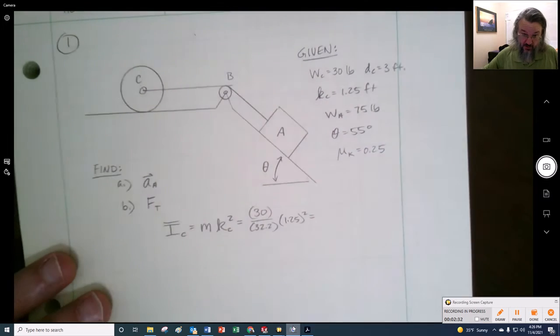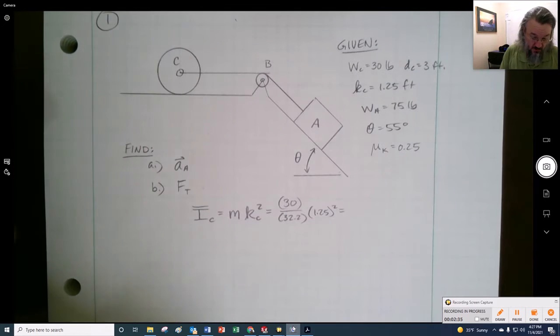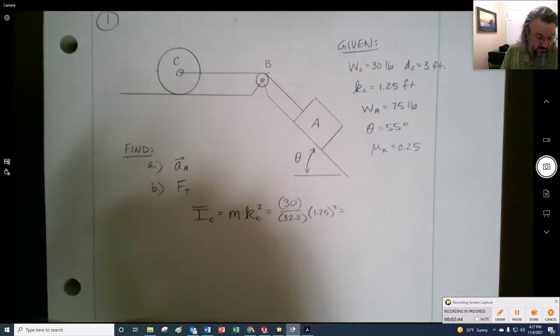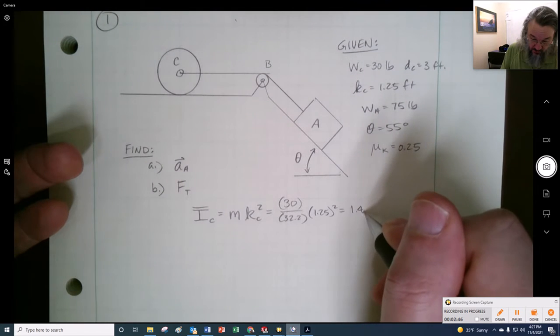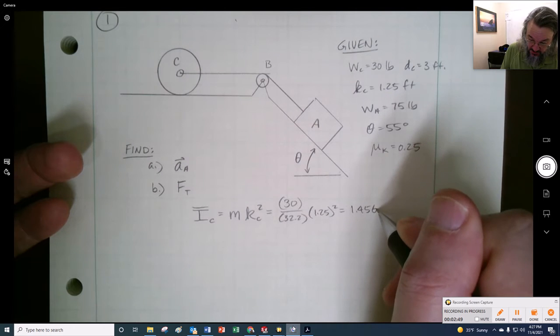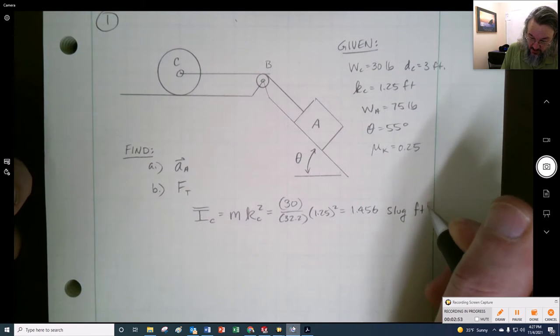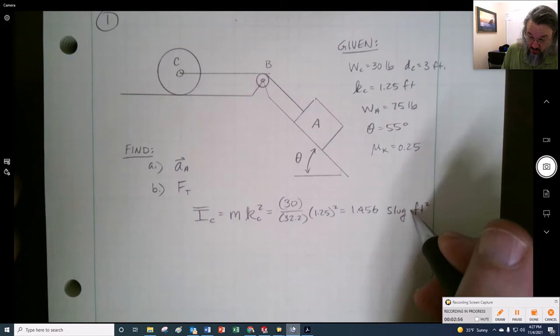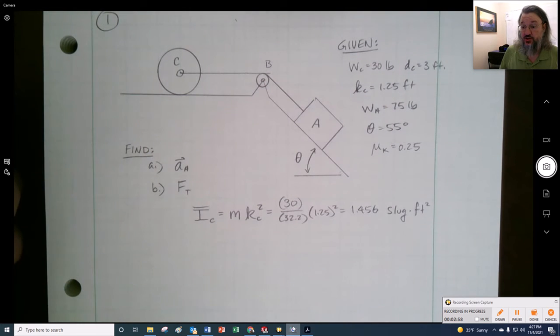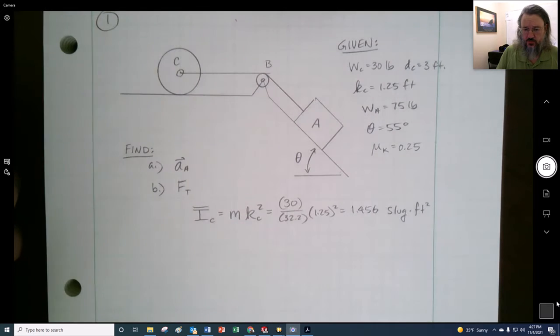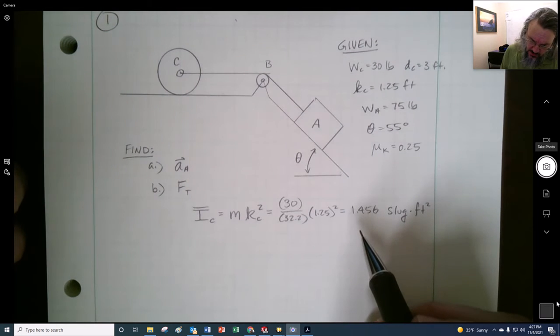So what did I end up with? 30 divided by 32.2, times 1.25 squared, and I get 1.456, and these are slug-feet squared, right? That is what the mass moment of inertia units are in United States units. All right. What else do I want to try to get?